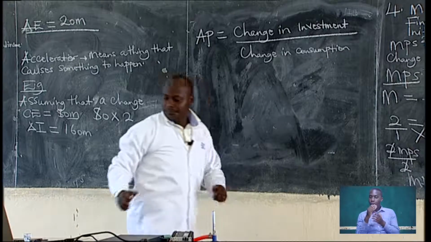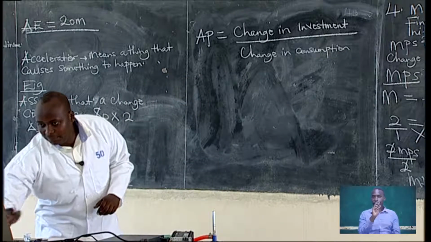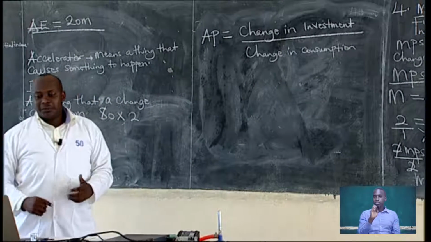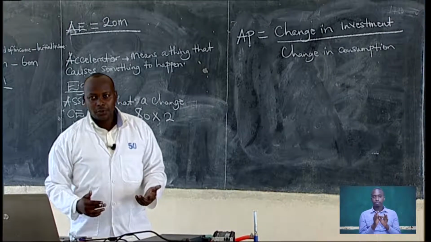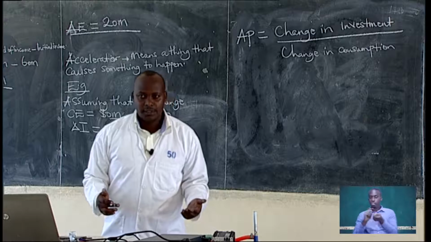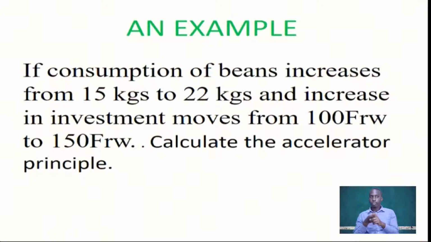An example. If consumption of beans increases from 15 kilograms to 22 kilograms, and investment moves from 100 francs to 150 francs, calculate the accelerator principle. Now, let's first interpret the question, where we have our data here.